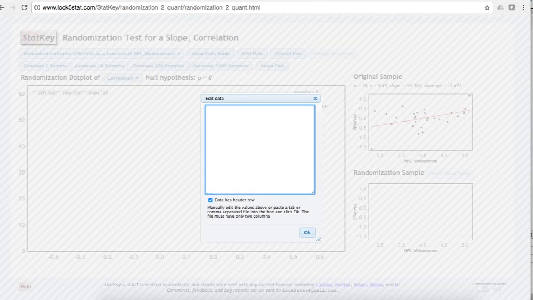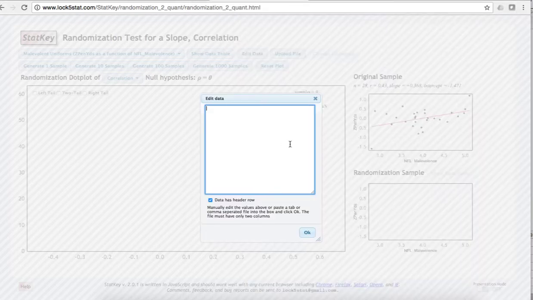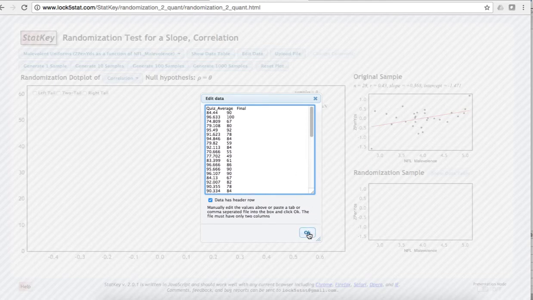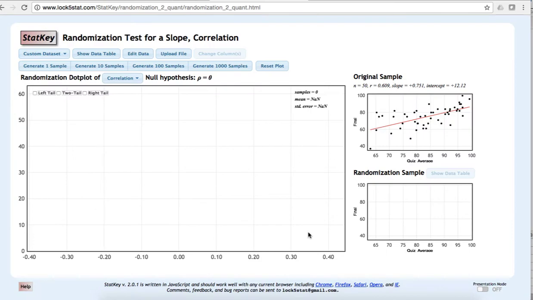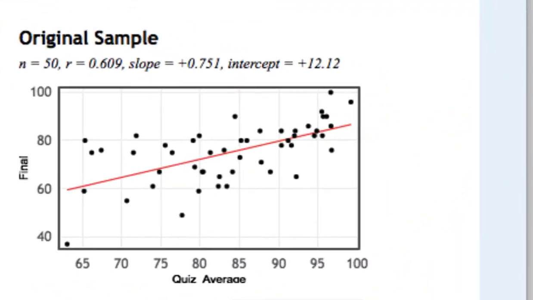We have our quiz and final exam score data in Minitab Express. We can copy and paste that data into StatKey. When we click OK, we can see a plot of our original sample. We have data from a random sample of 50 Stat 200 students. In our sample, the Pearson's R correlation coefficient is 0.609.